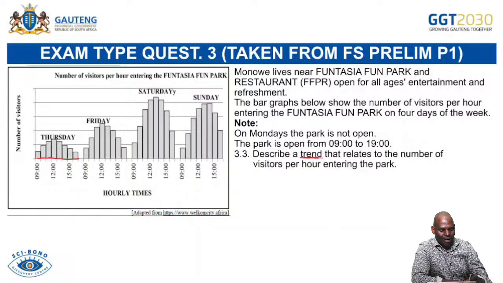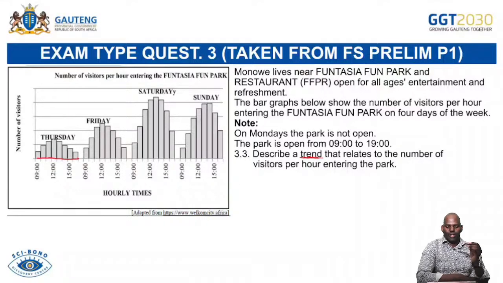On Friday, the number is increasing from 9 o'clock up until 12 o'clock, and then after that, the number is decreasing. If you go to Saturday, you can see the number is increasing up until 1 o'clock, 1 p.m., and from there it is decreasing. On Sunday, the number is increasing from 9 o'clock up until also around 1 o'clock, and then is decreasing.